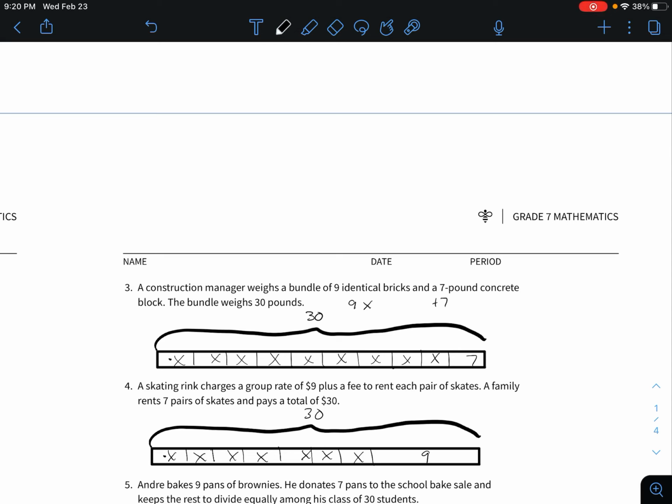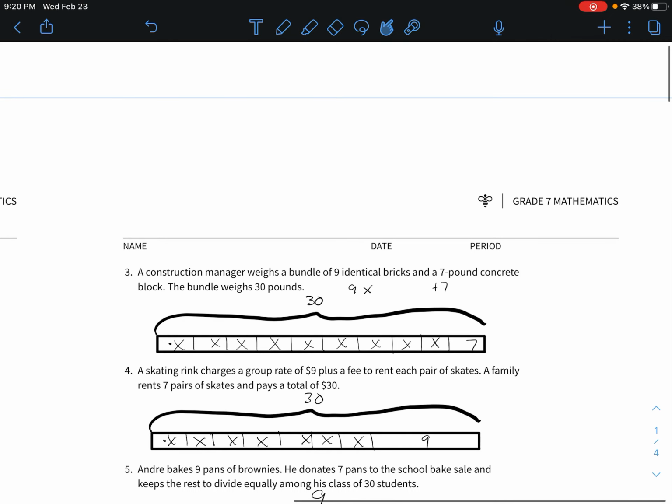Okay, next one, a skating rink charges a group rate of $9 plus a fee to rent each pair of skates. A family rents 7 pairs of skates and pays a total of $30. So the top number is the total paid. We know they paid 9 to get in. Okay, and then after that 9, they each had to pay a fee for their skate rentals, and there were 7 skate rentals, so there are 7 X's.